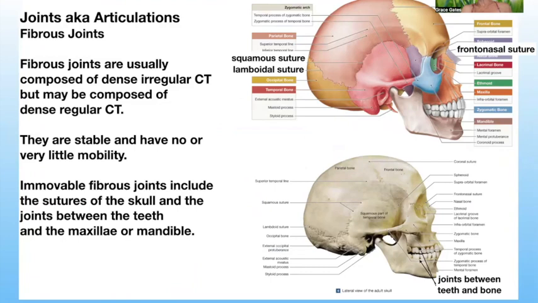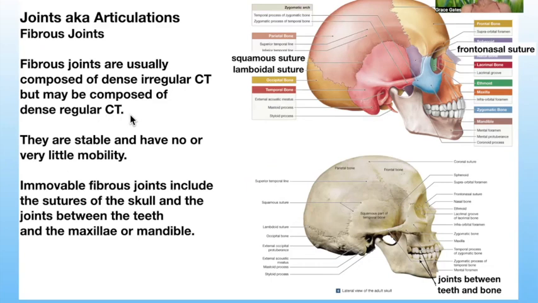Okay, so fibrous joints. First, fibrous joints are usually composed of dense, irregular connective tissue, but they may be composed of dense, regular connective tissue. There is not such a clear dividing line between the two types of connective tissue always. Because remember, dense, irregular connective tissue has bundles of collagen fibers that are oriented in just kind of a patchwork of directions, creating a kind of mat of dense, irregular connective tissue.